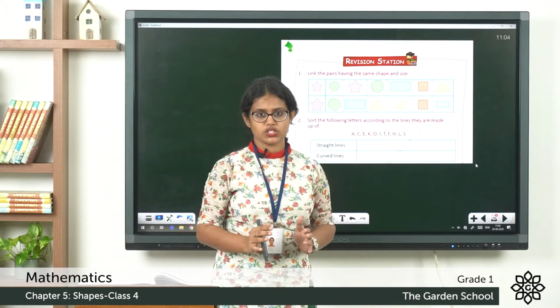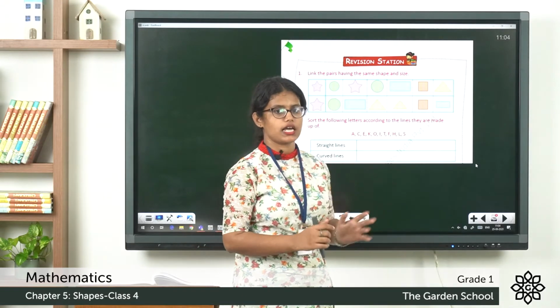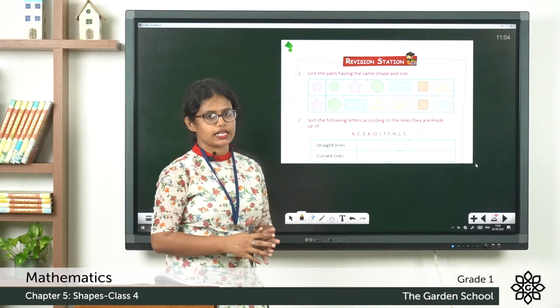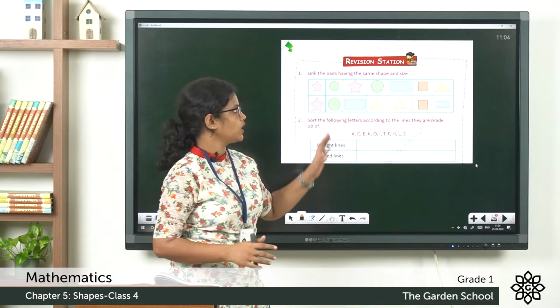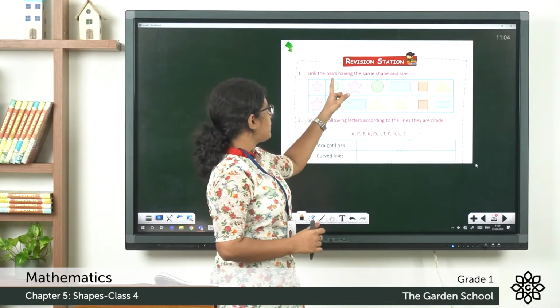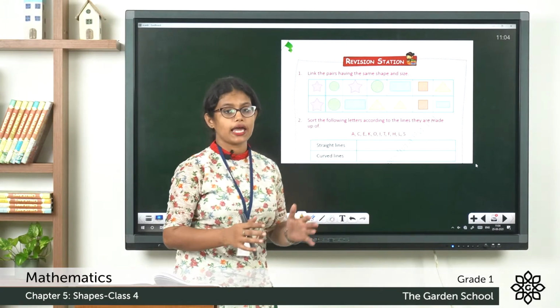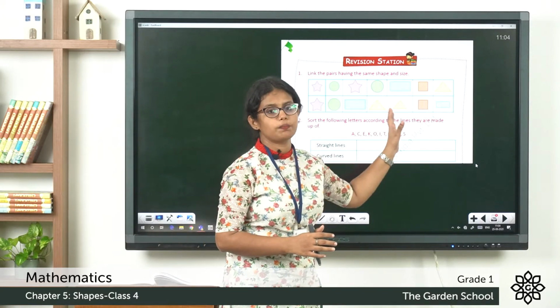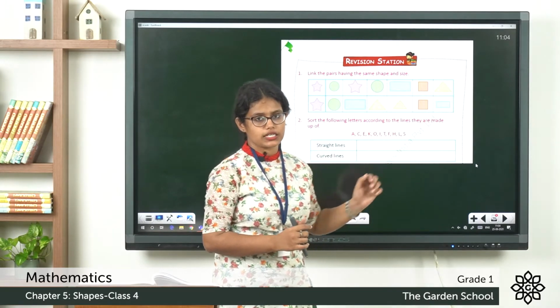This is about the chapter, and coming to the exercise, let's discuss the exercise and you can do it. Here, link the pairs having the same shape and size. You have to find the pair with the same shape and size.